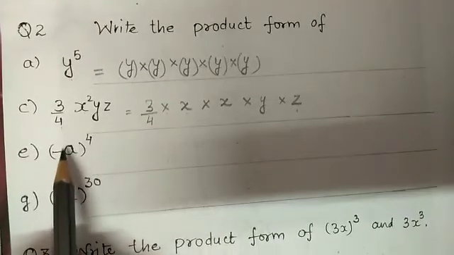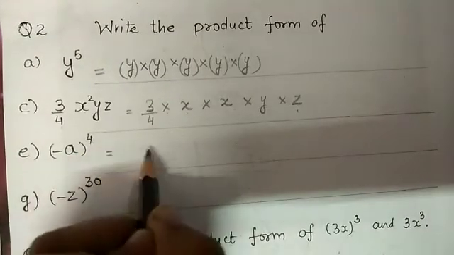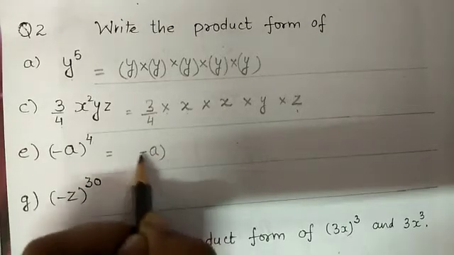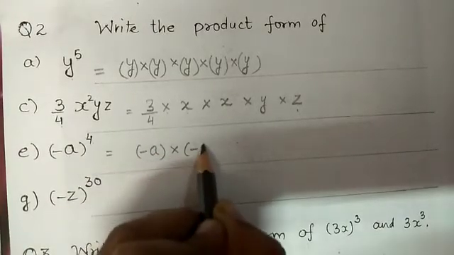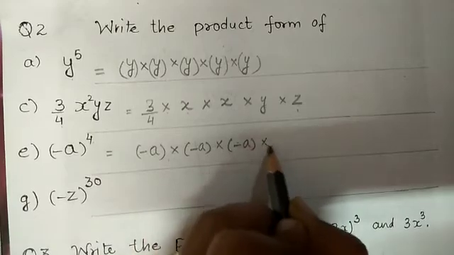Next is minus a whole raised to power 4. That is, this time my literal number is negative. It is compulsory to write this in bracket.